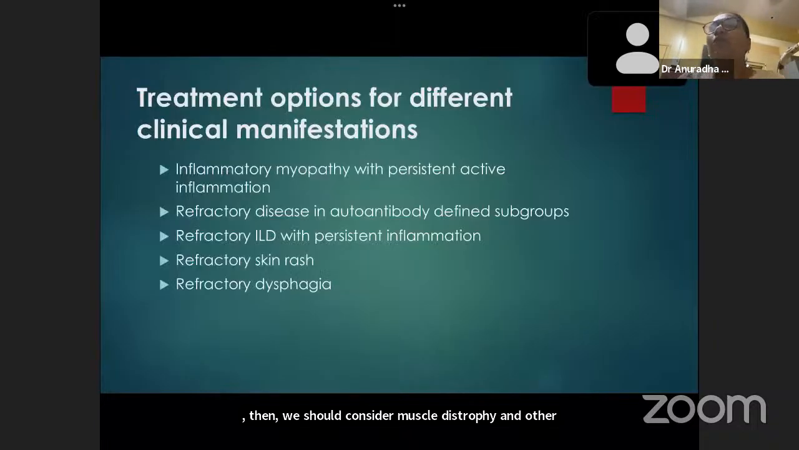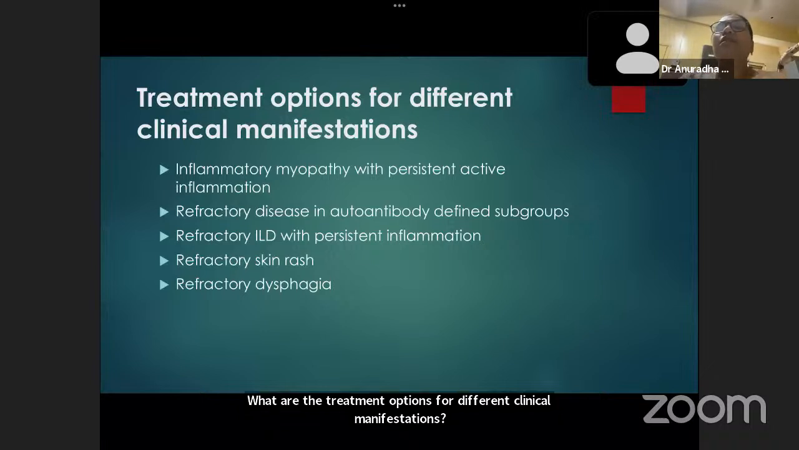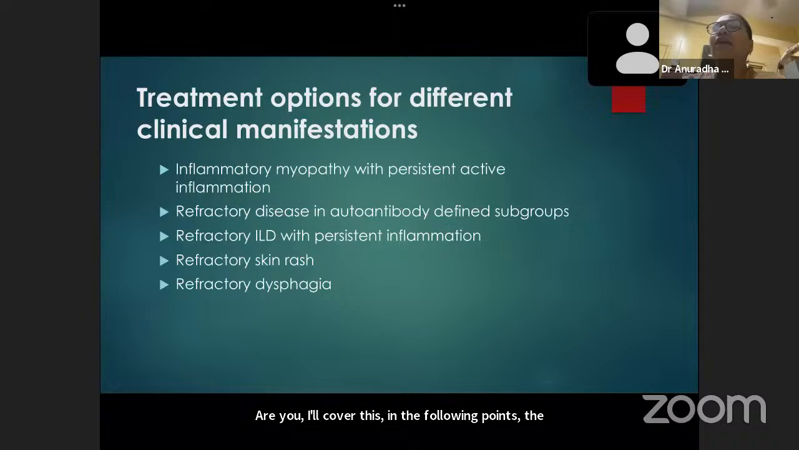Now, what are the treatment options for different clinical manifestations? I'll cover this in the following points: the inflammatory myopathy with persistent active inflammation, the disease in autoantibody defined subgroups, refractory lung disease with persistent inflammation, refractory skin rash, and refractory dysphagia.